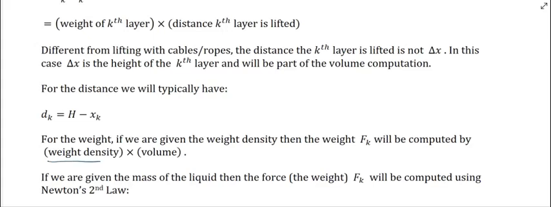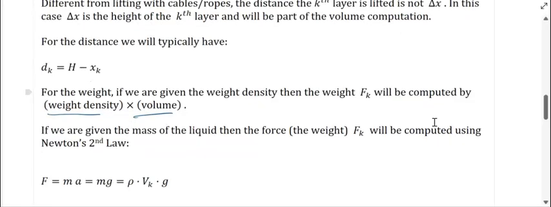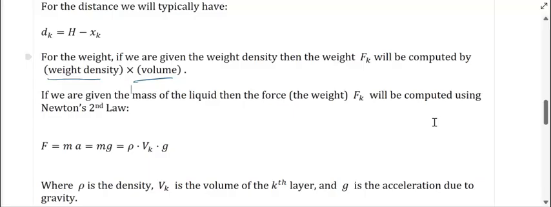We'll see that in an example below. We might have to go to more basic principles if we're not given the weight density. If we're not given that, but we're given the mass of the liquid, then we can compute the force required to lift that layer by using Newton's second law. Newton's second law says that force is equal to mass times acceleration. In this case, we're trying to overcome gravity, which is often denoted in physics by g.